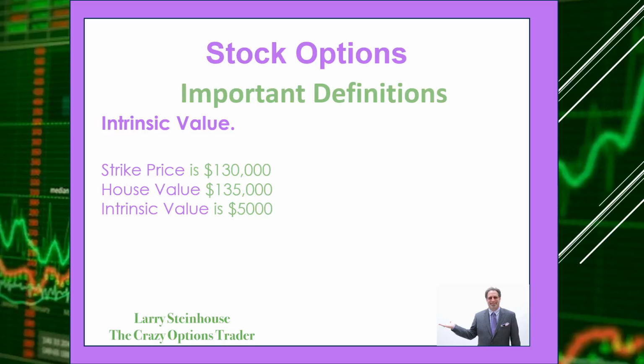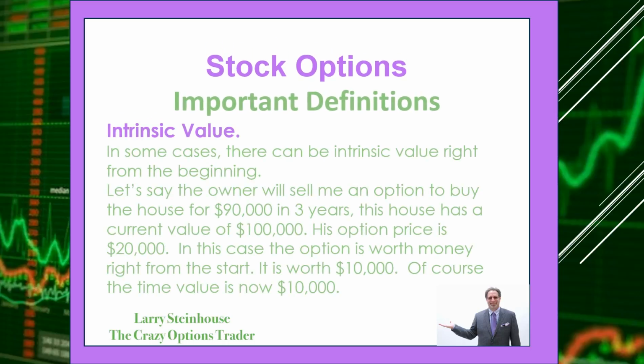Now remember, I still paid $10,000 for the option. So even if I bought the house tomorrow for $130,000, I'm still behind $5,000, but I'm not behind $10,000. Get it? So the intrinsic value of this option is $5,000 if the house value is selling for $135,000. Now, in some cases, there could be intrinsic value right from the beginning.